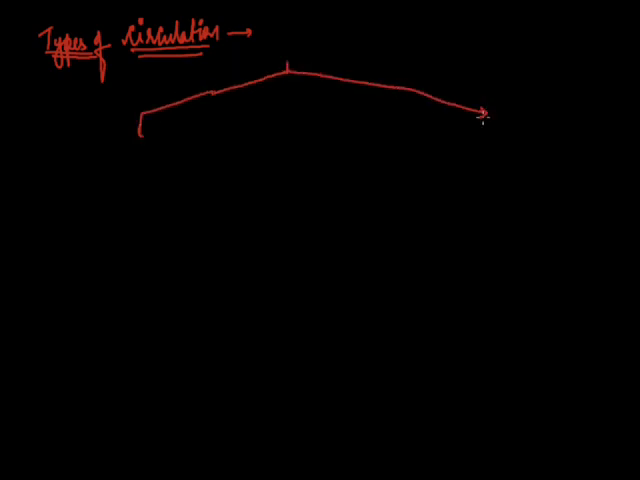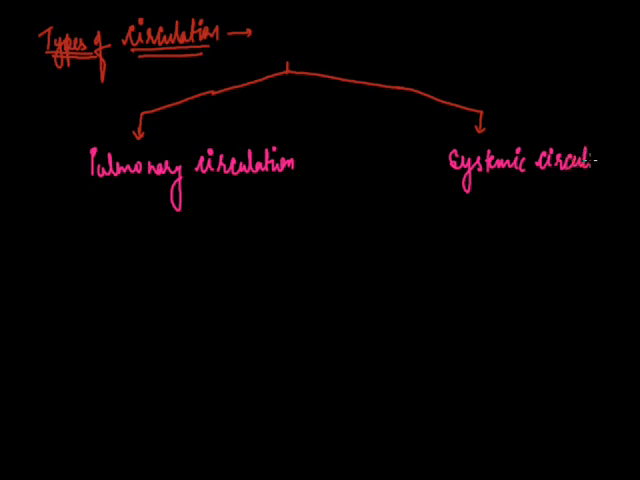First is pulmonary circulation, and second is systemic circulation. They are the types of circulation. Now, pulmonary circulation occurs between the right ventricle and the lungs, and from the lungs to the left auricle.